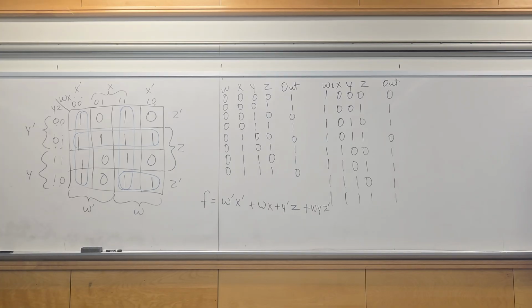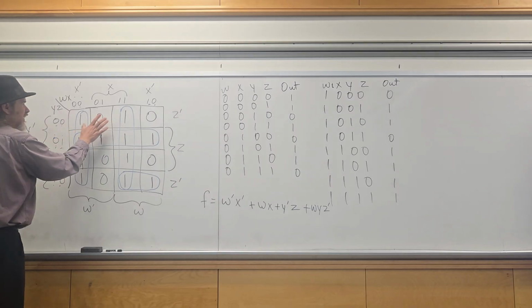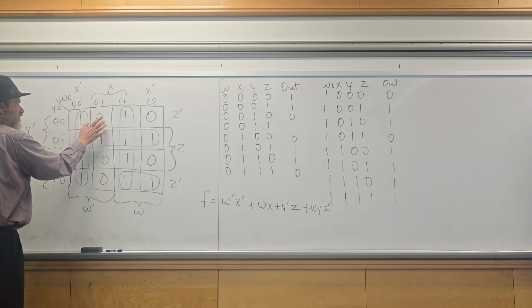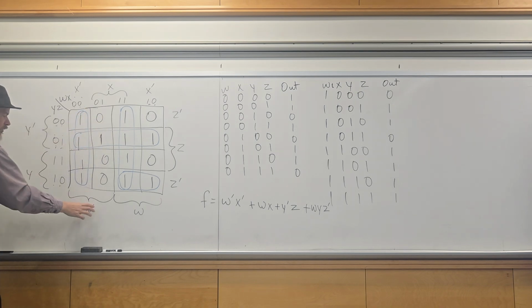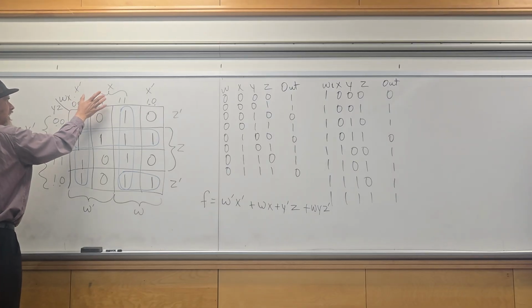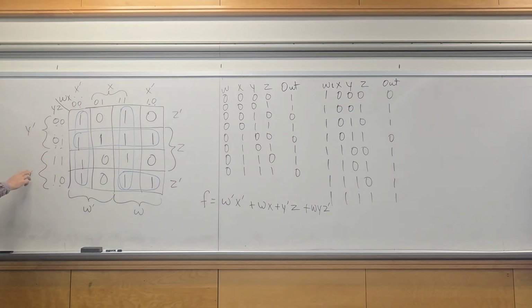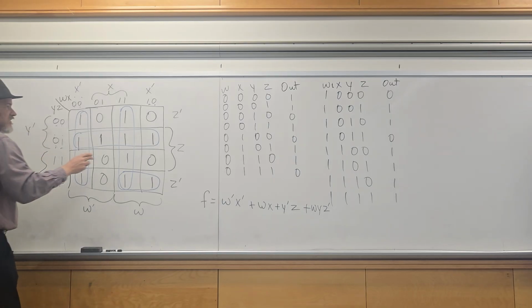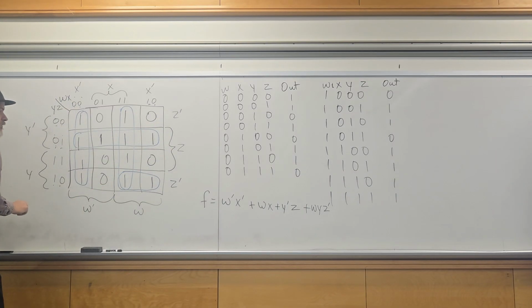Yes. If these 2 columns were together, if it were just the first and the second column, it would be Y prime or W prime only, because it's in both X and X prime, both Y and Y prime, and in Z and Z prime. So if the 2 columns were together, it would be just 1 literal.